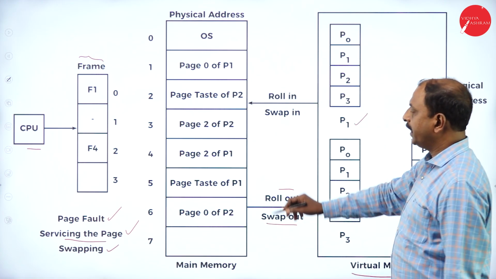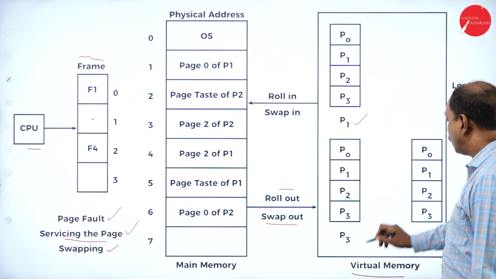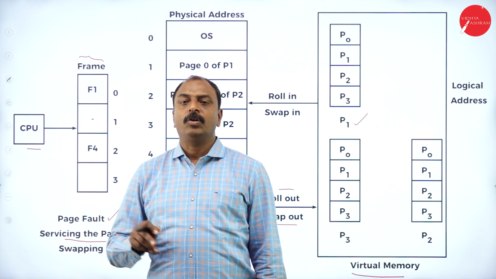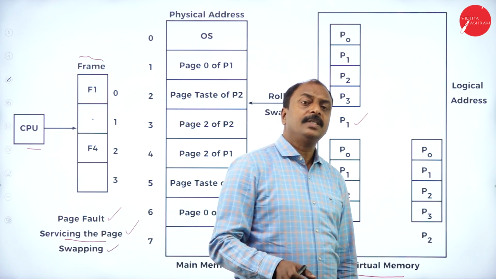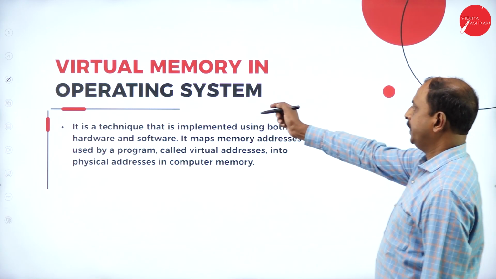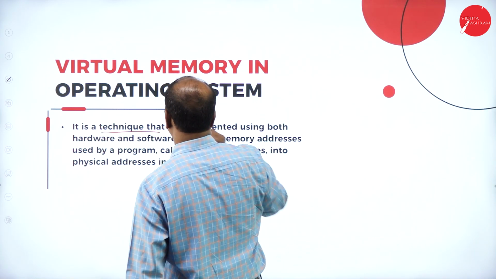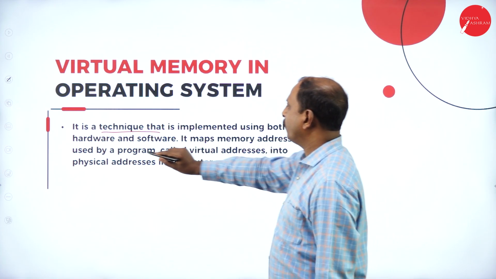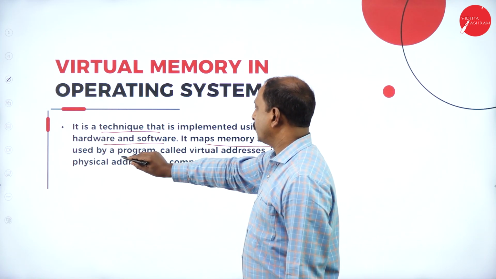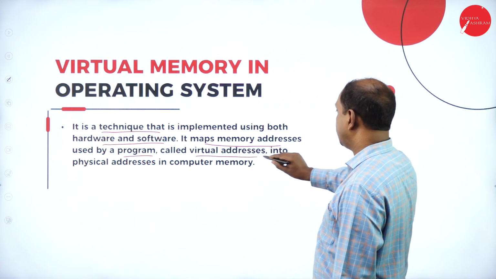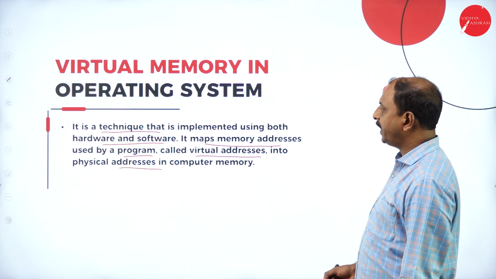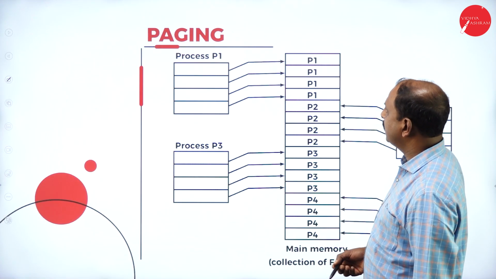These are the concepts, and all of these take place inside the virtual memory. It is a logical address of physical memory, and it will be mapped with the physical address of the secondary memory devices. This is the concept of virtual memory. Virtual memory is a technique implemented using both hardware and software. It maps the memory addresses used by the program, called virtual addresses, into physical addresses in the computer system. That's what I told you in my previous slide.